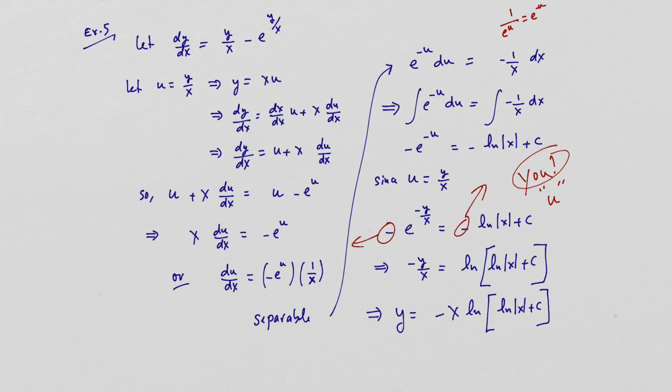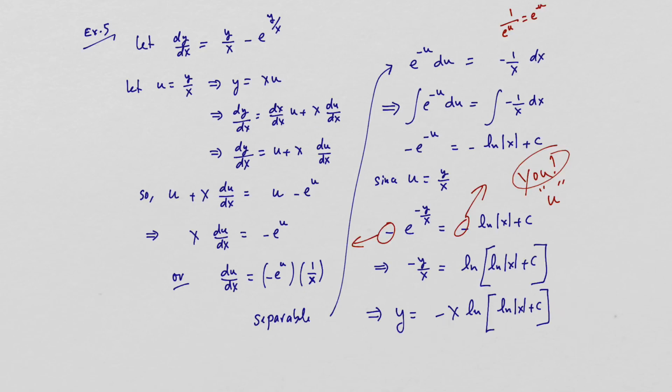That still leaves me with an extra minus from here. Because once I introduce natural log on both sides, I get this quantity. So that minus is not this one. This minus is that negative sign, okay? So negative y over x equals natural log of this quantity. So it's natural log of the absolute value of x plus c. And then I brought the negative x here, and I'm done.